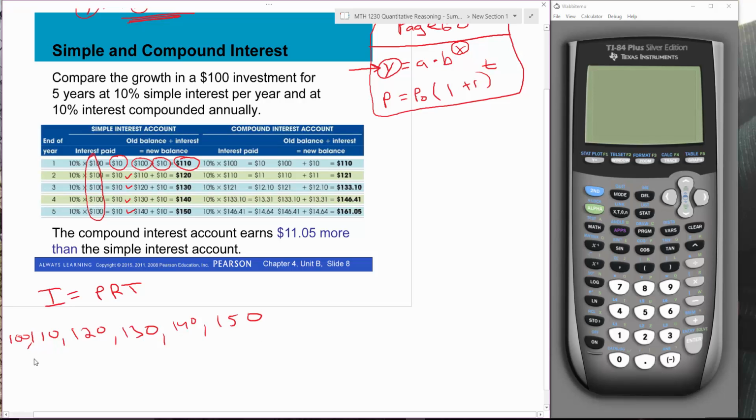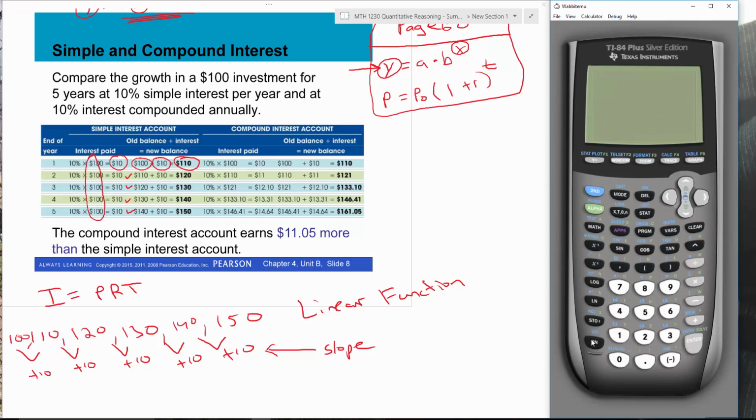So notice in between here, I'm adding 10 each time, right? Plus 10, plus 10, plus 10, plus 10. This is simply my slope, right? And this is a linear function, right? So if I were to graph these points, right? So I'll graph them real quick in my graphing calculator, right?